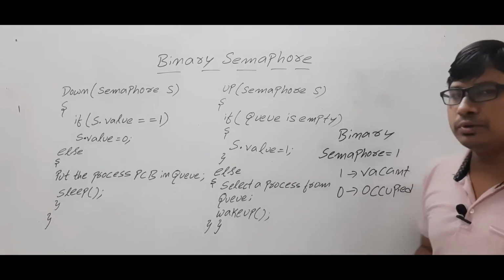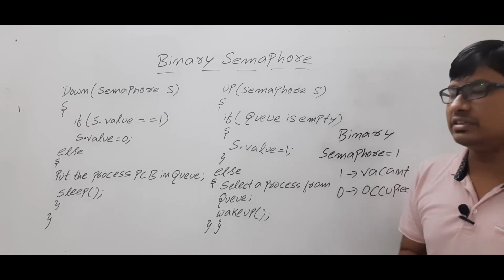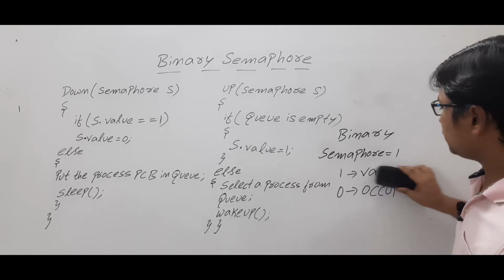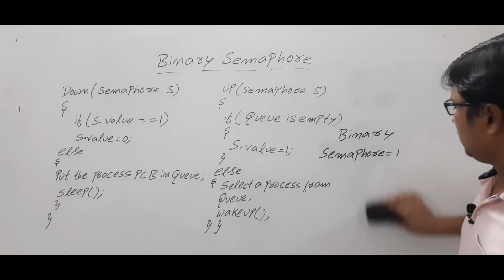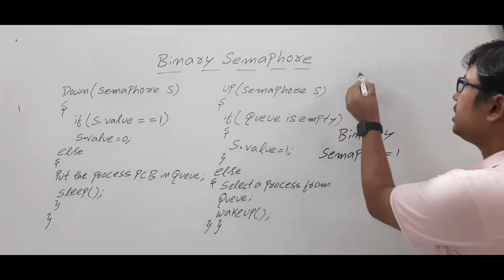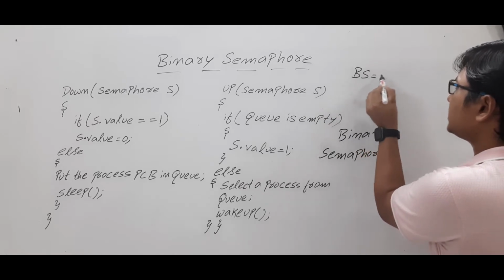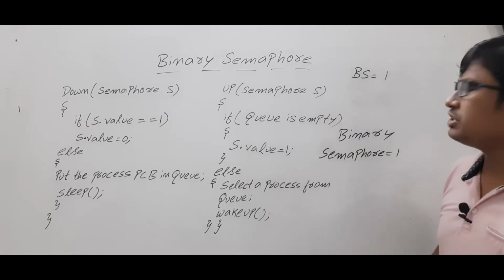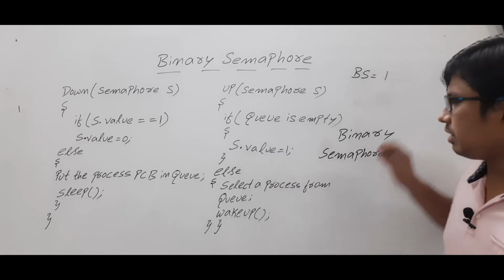Is it clear? Are you able to understand? With an example, I will discuss the entire solution. Don't worry. Okay. Let's consider that initially, the binary semaphore value will be 1. Let me represent it as BS. Is it clear? If it is equal to 0, what will happen, I will also discuss.